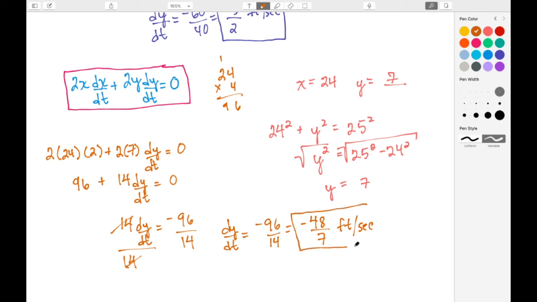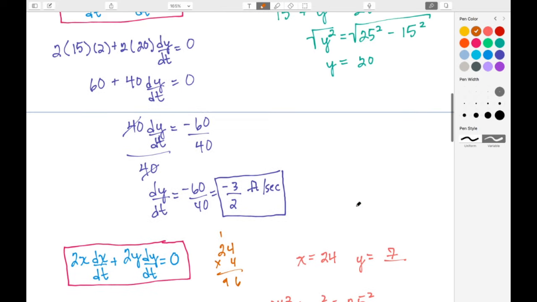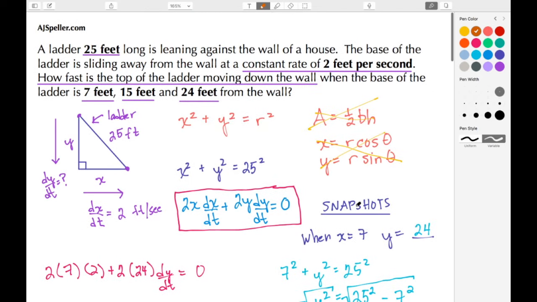So here what we've done is we figured out these different snapshots in time as the bottom of the ladder is sliding away from the wall. In a future video, we're going to actually show or model each one of these with technology so that we can get a better feel or understanding of what's going on. All right, well, that sums up this tutorial.